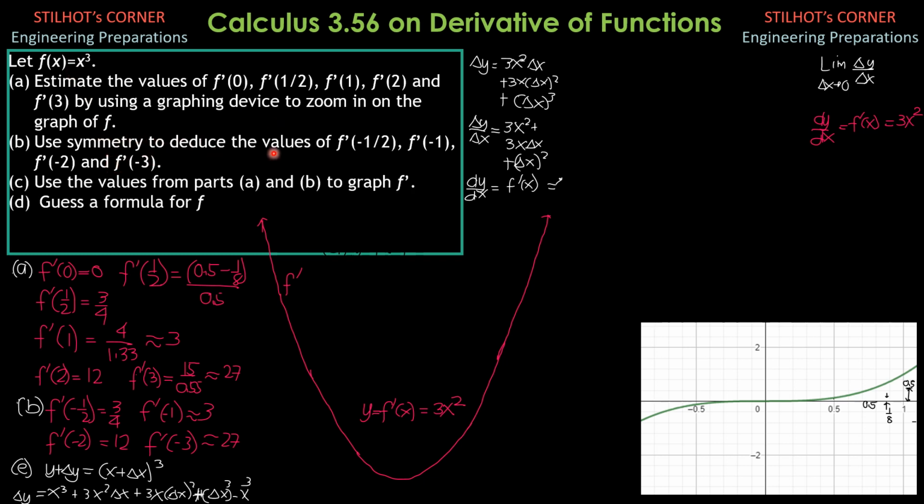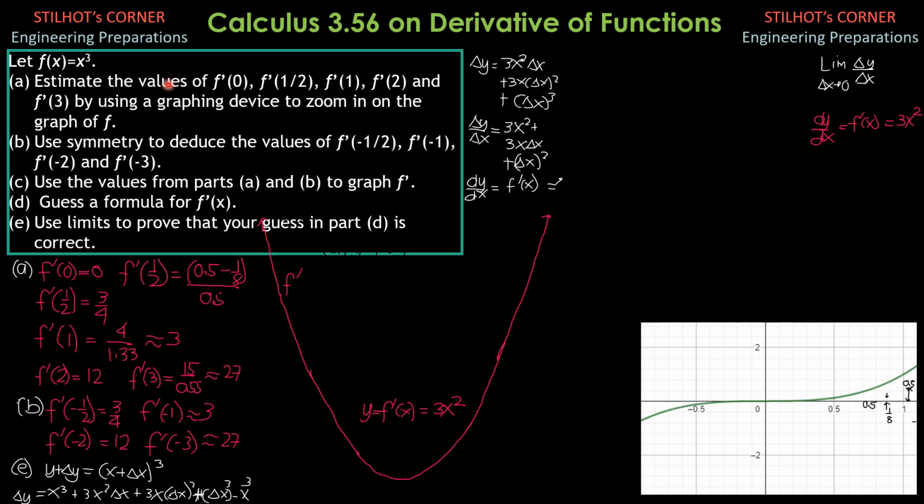Use symmetry to deduce the values of f prime of negative 1 half, f prime of negative 1, f prime of negative 2, and f prime of negative 3. Use the values from parts A and B to graph f prime, then guess a formula for f prime of x. Use limits to prove that your guess in part D is correct.